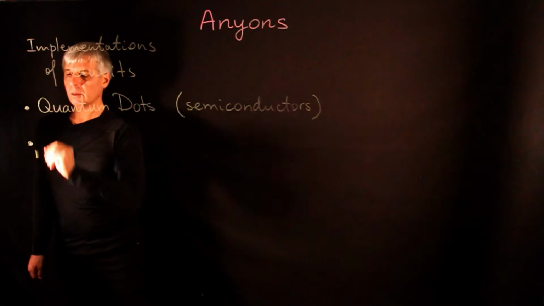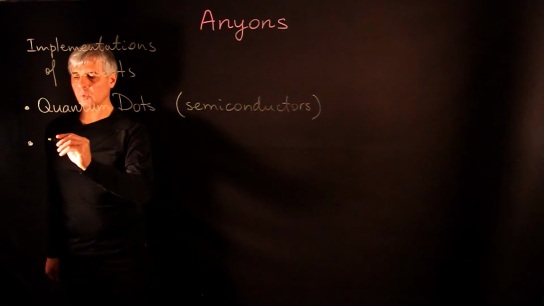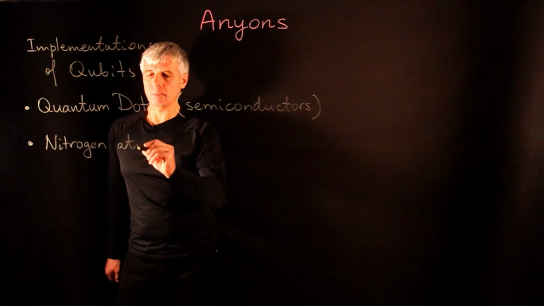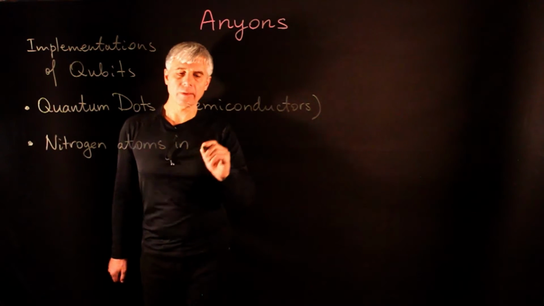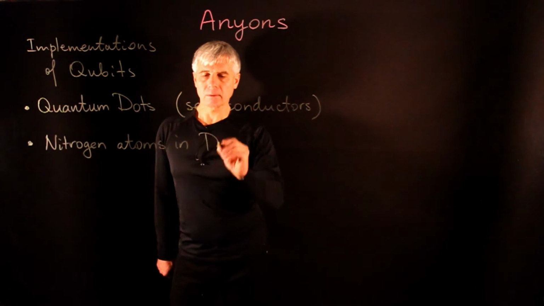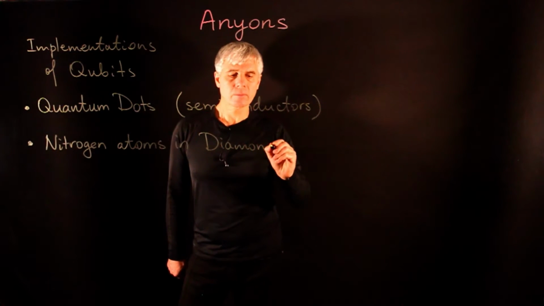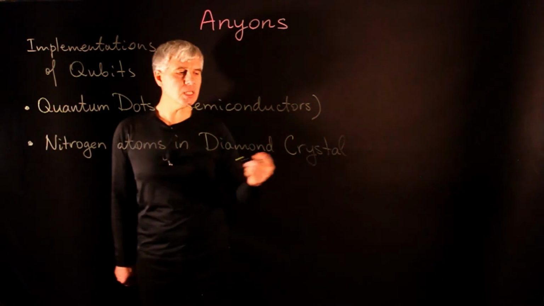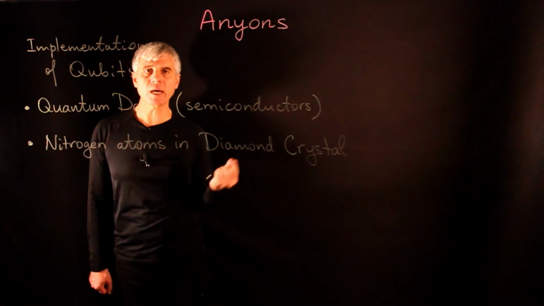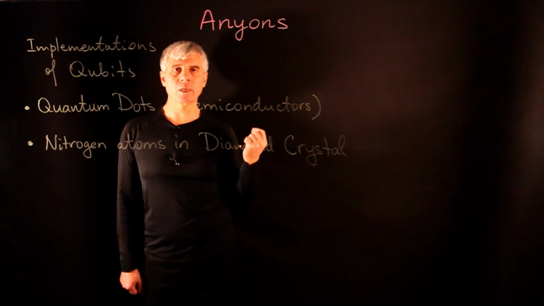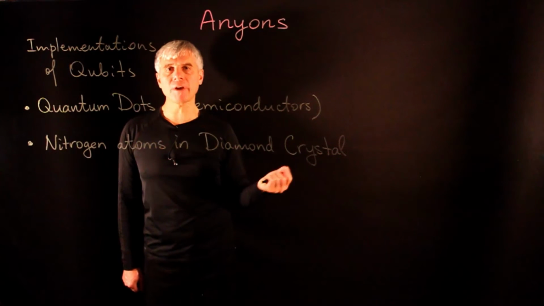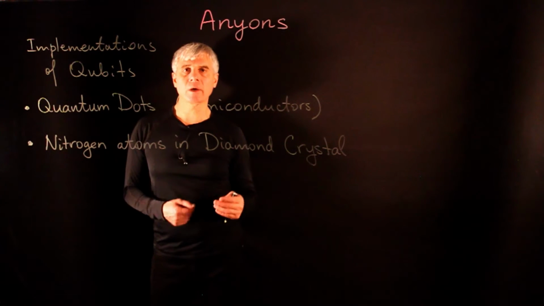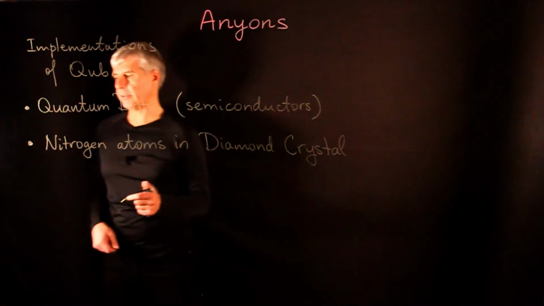So then there are ideas for how to use nitrogen atoms in a diamond crystal. So we have a diamond crystal that is made of atoms of carbon, and then we insert in this diamond imperfections where we replace carbon atoms with nitrogen atoms. And then there is a way to create a qubit out of this imperfection.